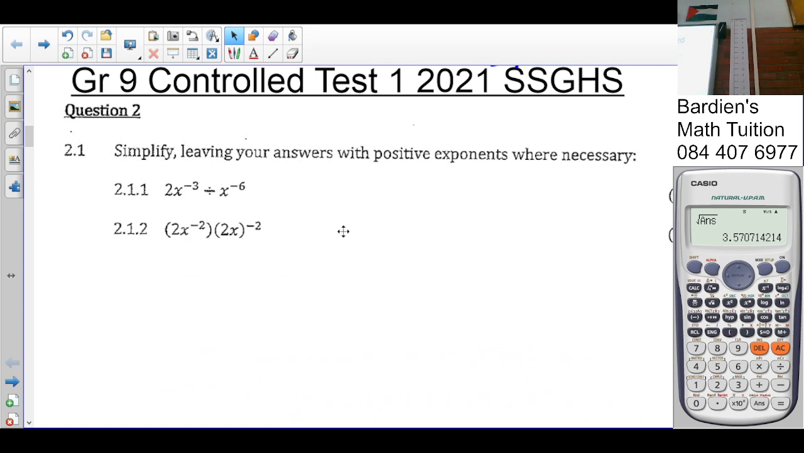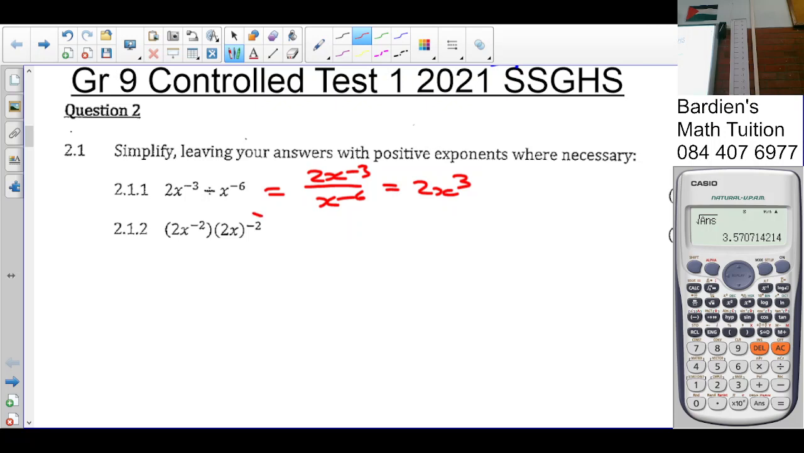Question 2. Simplify, leave your answer with positive exponents. When we're dividing and bases are the same, what do you do to the exponents? You subtract. So it's 2x to the minus 3 minus minus 6, which becomes minus 3 plus 6, which is 3. The next one, this here, would be 2 over x squared, because of the negative exponent, times 1 over the whole bracket, 2x whole squared.